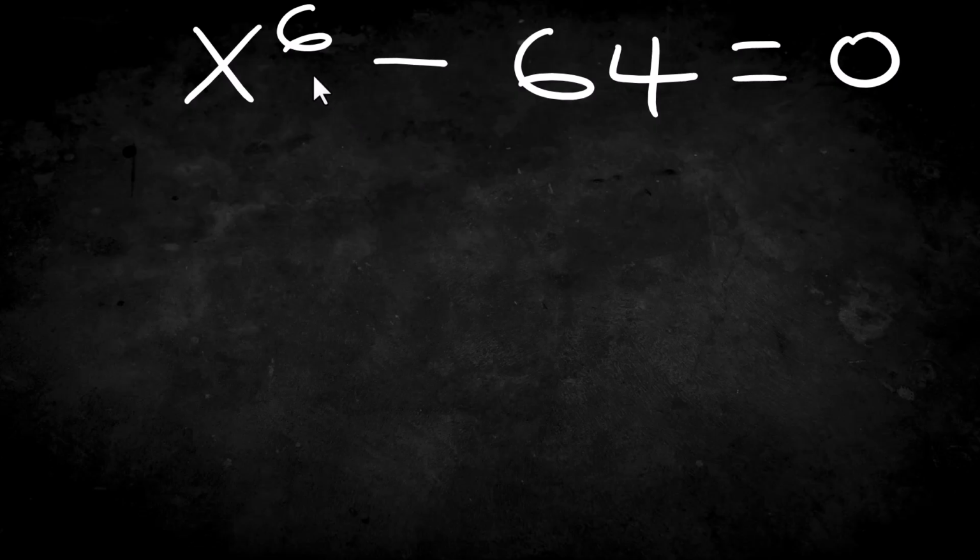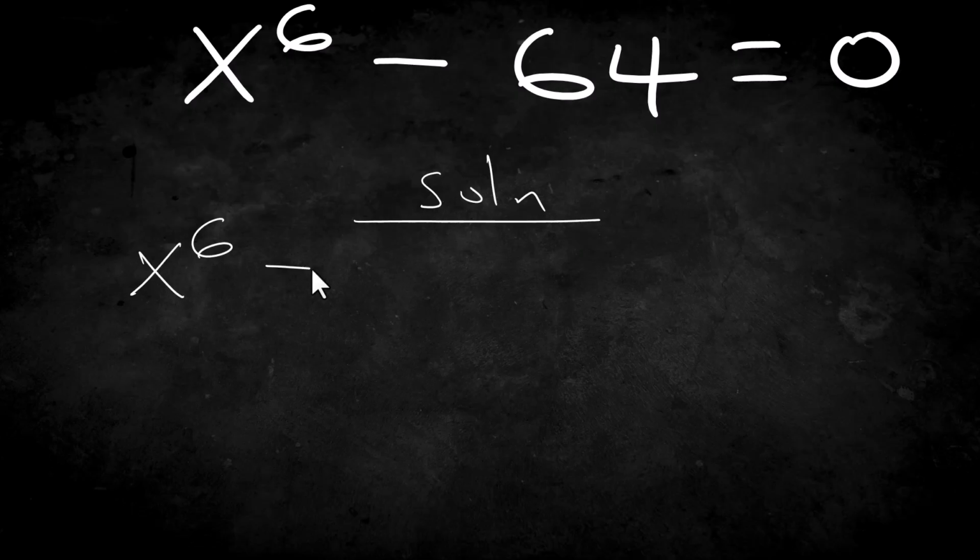Alright, let's provide the solution to this question. So we have x raised to 6 minus 64 equals 0. So x raised to 6 means that we are expected to get 6 solutions. Now let's get started. Solution. We are given x to the power 6 minus 64 equals 0.